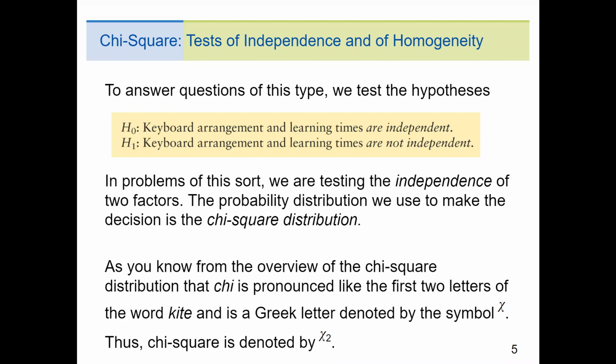As you know from the overview of the chi-square distribution, chi is pronounced like the first two letters of the word kite and is a Greek letter denoted by the symbol. Thus, chi-squared is denoted by that. And they're actually writing it wrong because they're writing the X up higher.